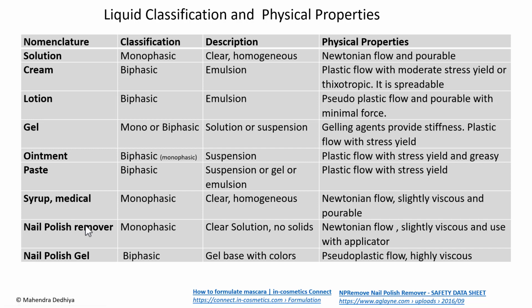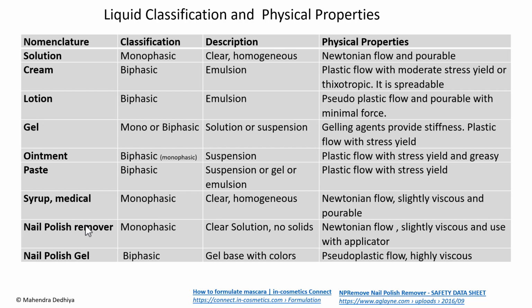So let's look at liquid classification, its description, and physical properties. Solutions are monophasic, they're clear and homogeneous. They generally have a Newtonian flow. When we apply shear stress or force, the shear rate will proportionately increase. Creams are biphasic. Emulsions generally have a plastic flow, and many creams will have a moderate yield stress, or they may be thixotropic. It requires a force before it starts spreading.